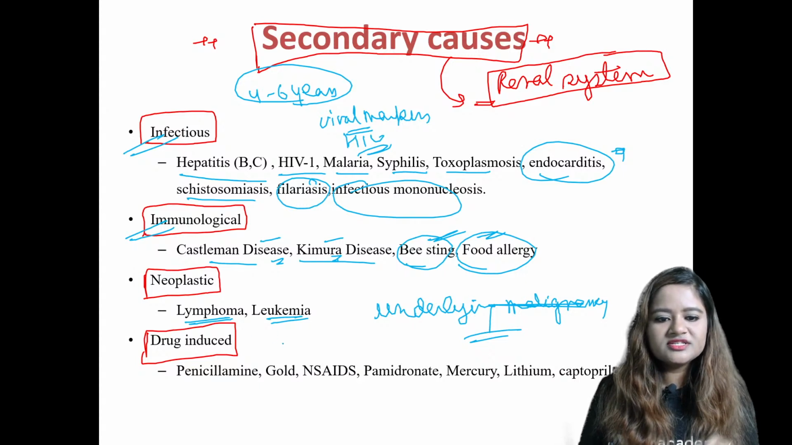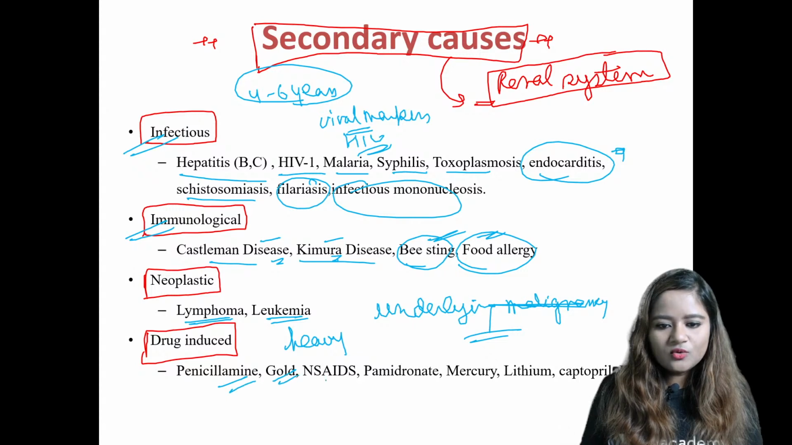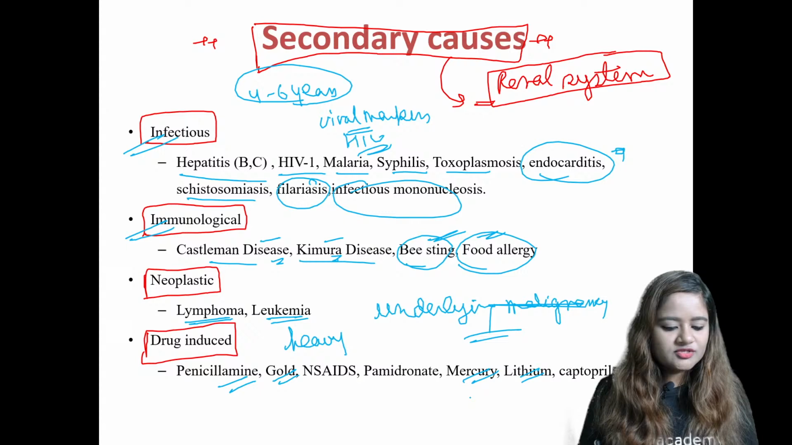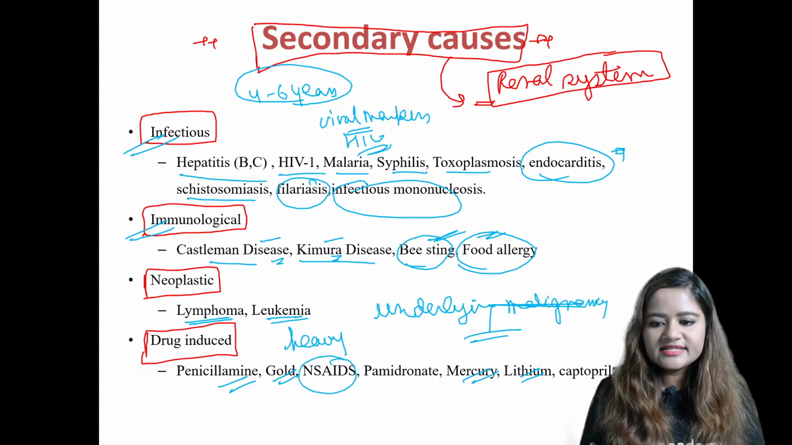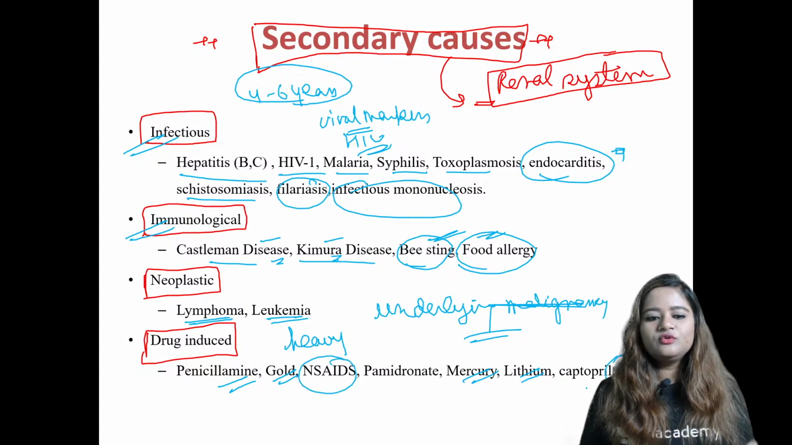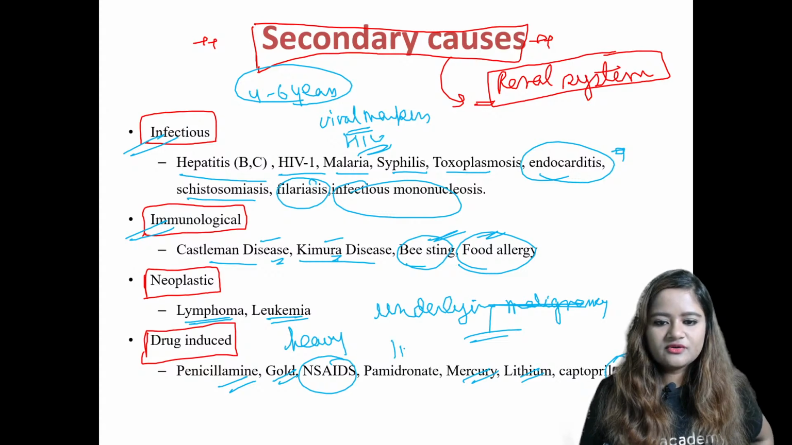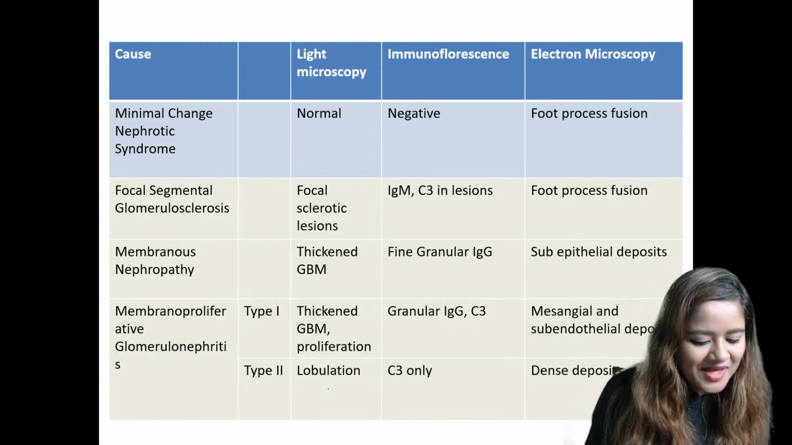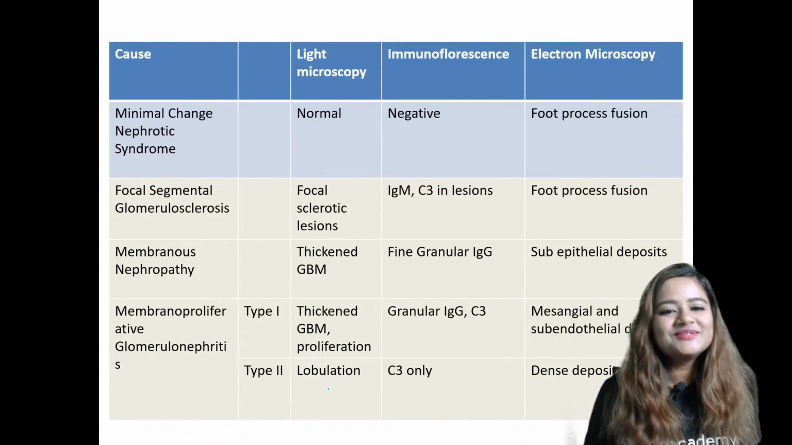Then for drug induced, just remember all the heavy metallic drugs like your penicillamine, gold, mercury, lithium, all of them are responsible. What two things you should be very sure of is NSAIDs and interferon, okay? These are two important drugs, your interferon and your NSAIDs, that can again lead to the onset of nephrotic syndrome. Okay, so ma'am, please provide mnemonics also.